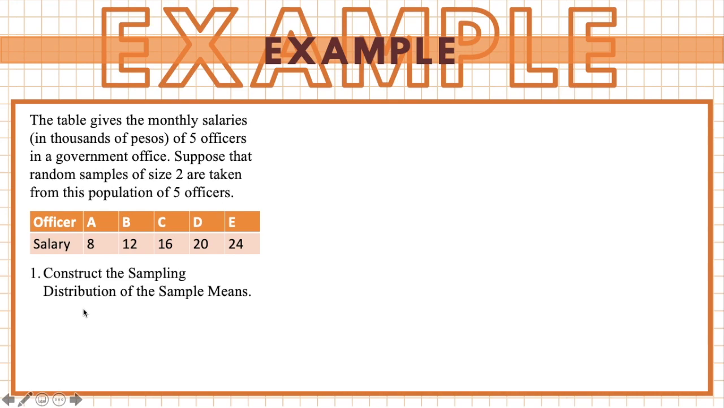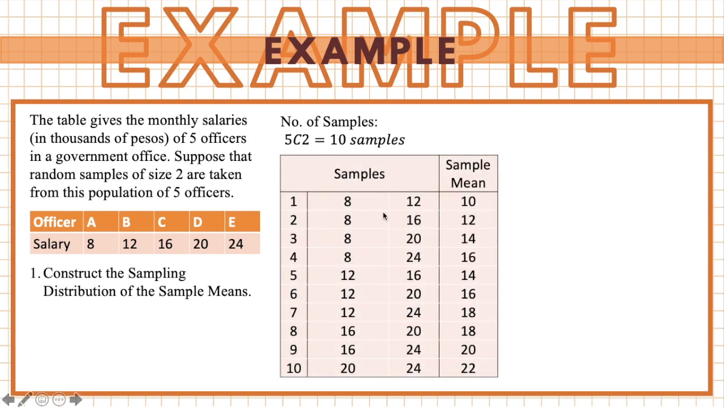So in constructing the sampling distribution of the sample means, first, we have to identify the number of samples. Since our population is 5 and we are to get 2 samples from it, the number of samples is equal to 5 choose 2, which is 10 samples. And then we list down all these samples. So here are the samples listed. So 8, 12, 8, 16, and so on. Last is 20, 24. So it's better if you will be listing your samples, make it organized, or as much as possible have patterns in listing the samples.